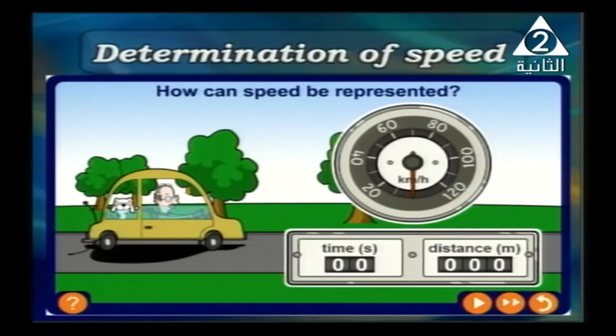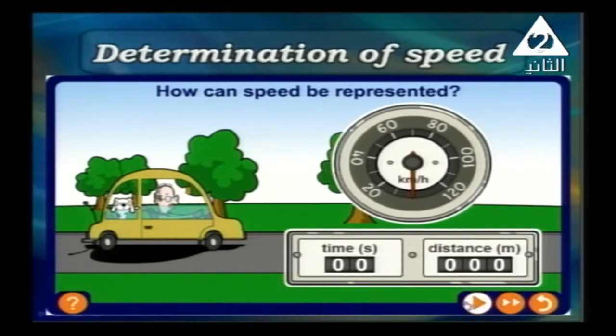Last time we had 2 concepts related to speed: time and distance. So after that, how can you determine the speed? How can you measure the speed of our car? For example, let's start this activity. The determination of speed. How can speed be represented? So here we have this part, it's a play.